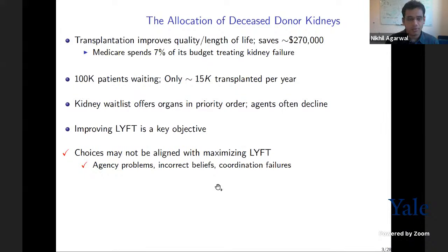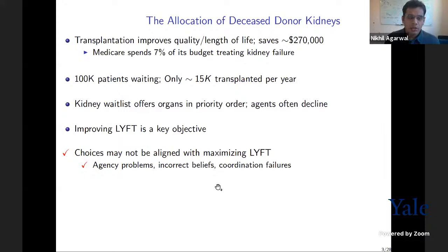It's $140,000 one time with very few costs afterwards. And Medicare spends about 7% of its budget, or 1% of the federal budget, on taking care of patients with kidney failure. So it's a big, important problem. Right now, there are about 100,000 patients waiting on the list, and in a year, we only transplant about 1/6 of them, and many others are dying while they're waiting for a kidney.